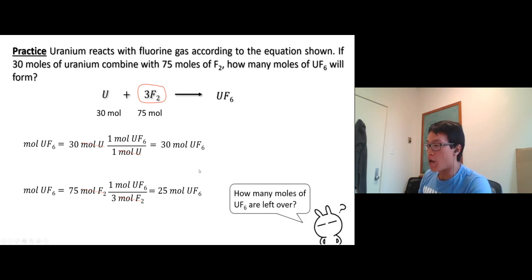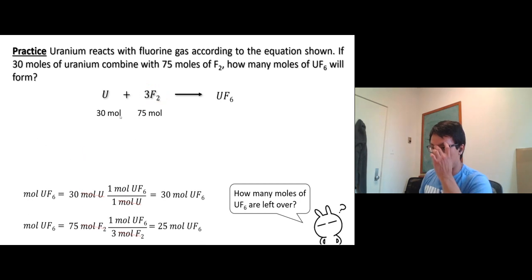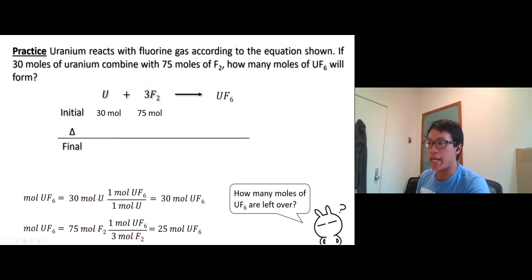Now, how many moles of uranium are left over? You can do this too. Let's take a look. That's what we start with. At the beginning, no uranium hexafluoride yet, so we have 30 moles of uranium and 75 moles of F2, fluorine gas. We use all the F2, 75 moles. All right, we use all of F2.